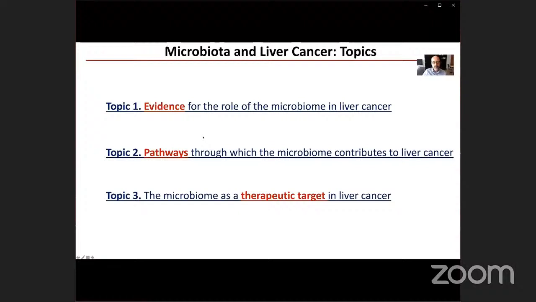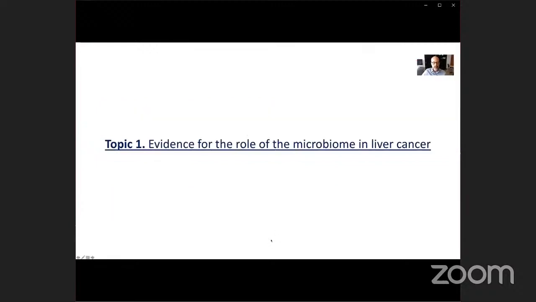I'm going to talk about three topics today. What is the evidence for the role of the microbiome in liver cancer? What are the involved pathways? And is the microbiome a therapeutic target? This is going to be an overview of the topic from multiple studies in the field. I'm going to weave in some of our data also, but these are studies that are mostly a few years old. We have transitioned since then to other topics, which still involve bacteria, but more as a therapeutic vehicle.